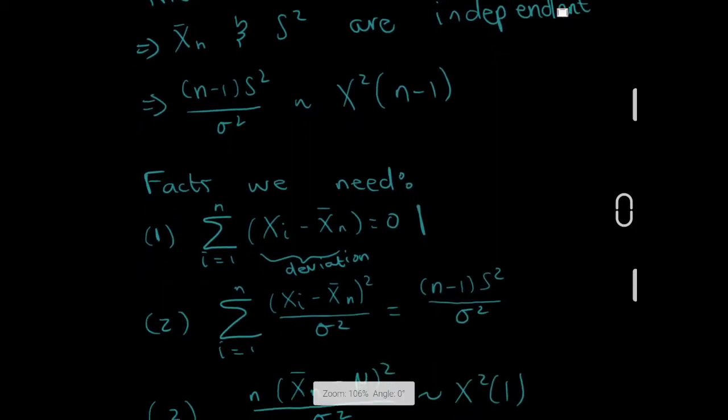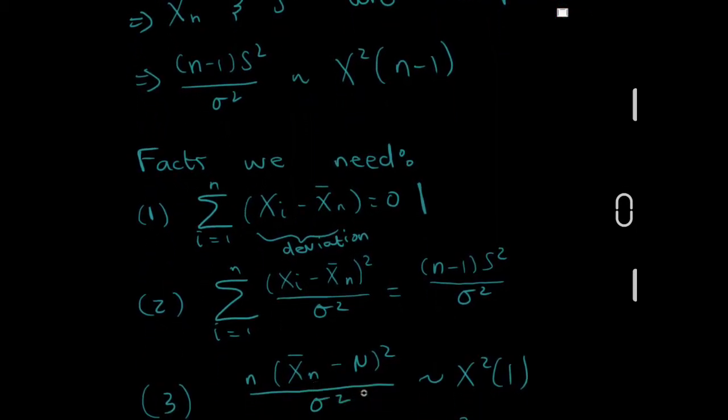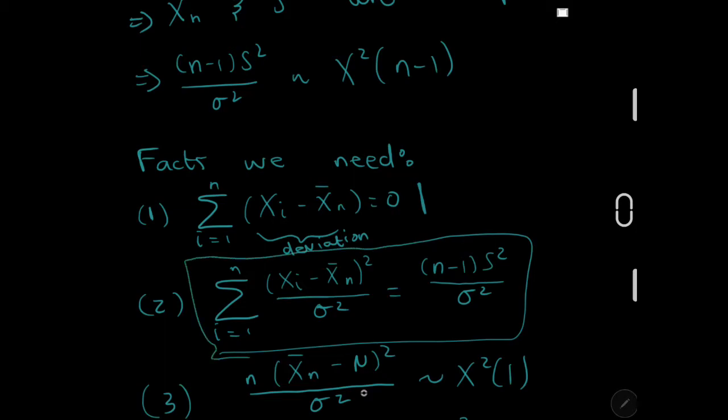The second fact we need is this fact over here, which seems like a little interesting thing. Basically, it says that if we take all of our observations, subtract our sample mean, square that and divide by our population variance, that's equivalent to taking our sample variance, multiplying by n minus 1 and dividing by our population variance.